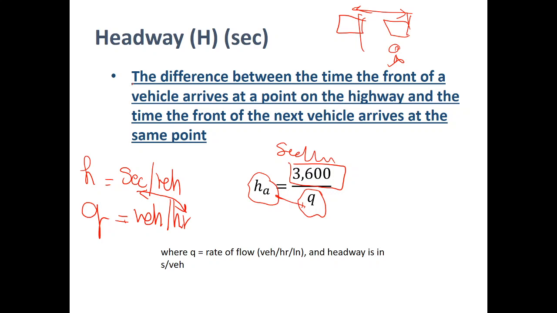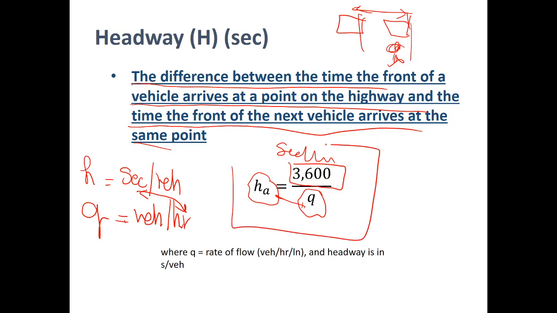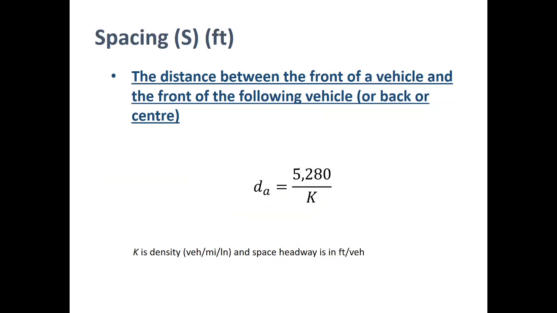So the headway is the difference between the time the front of a vehicle arrives at a point of the highway and the time the front of the next vehicle arrives at the same point of the highway, this guy here. This guy, as he measures the headway, can also measure the volume just by counting cars per hour. So they are very, very related, and that is how you calculate this.